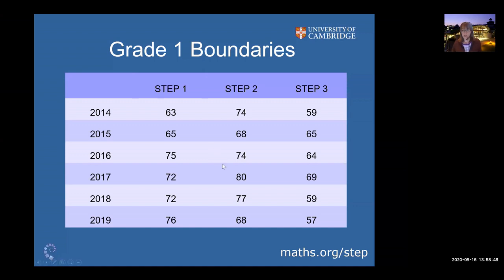I'm hoping that you can see my pointer as I move it around. If you were doing STEP in 2017, then you'd have to get those four questions absolutely perfectly correct to guarantee your grade one. There's a couple of other years where it gets a bit high: we've got a 77 over here and a 75 over here. For STEP three, the grade boundaries are a little bit lower, and the four question rule tends to work a bit better there. But my advice would always be to do another couple of parts of questions as well. So maybe not try and complete six questions, but try and complete four and do another couple of bits, just so you've got a few extra marks.